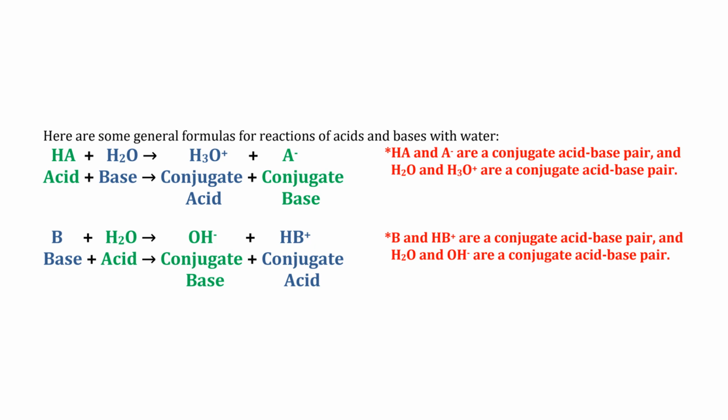Here are some general formulas to keep in mind. You have an acid plus a base, or water, for example. It will form a conjugate acid, H3O+, that's the hydronium ion, and A-, that's the conjugate base. If a base is reacting with water, the water will become a conjugate base. So it's an acid, and its conjugate base is the hydroxide ion. The conjugate acid is the H added onto the B, making it HB+.